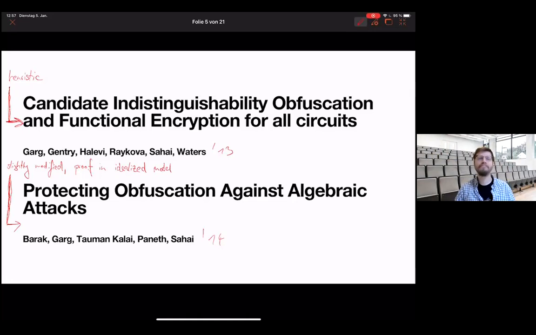So this is not really the most desirable situation, that you need to resort to such an idealized model, but a proof in such a model is evidence that any attack needs to do something really interesting that is not captured by this idealized model. Right, so in a way, a proof in such an idealized model is something meaningful.